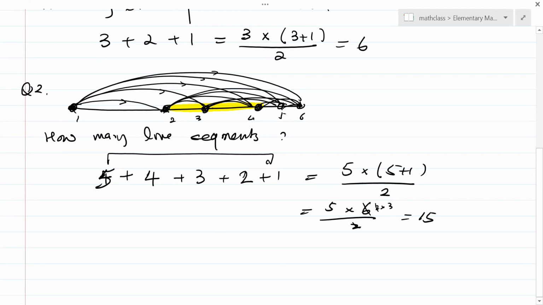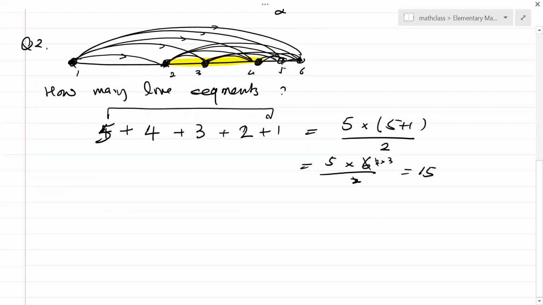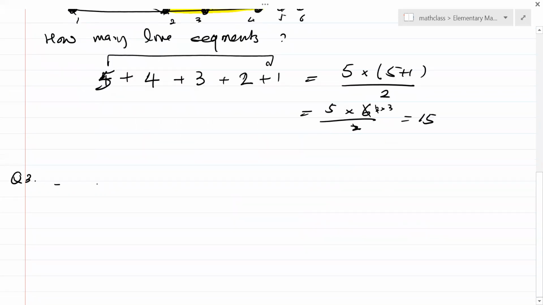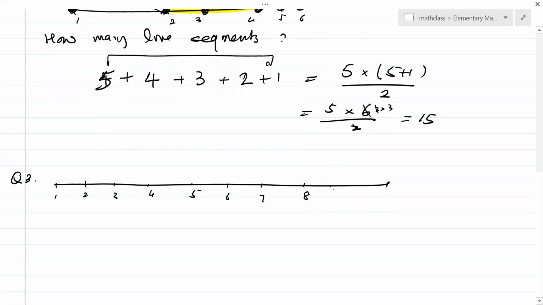The reason I want you to know this formula is because you may have 100 terms and you cannot just add 100 times. That's right. I increase the number of the points more. For example, I have like 1, 2, 3, 4, 5, 6, 7, 8, 9, 10, 11, right?